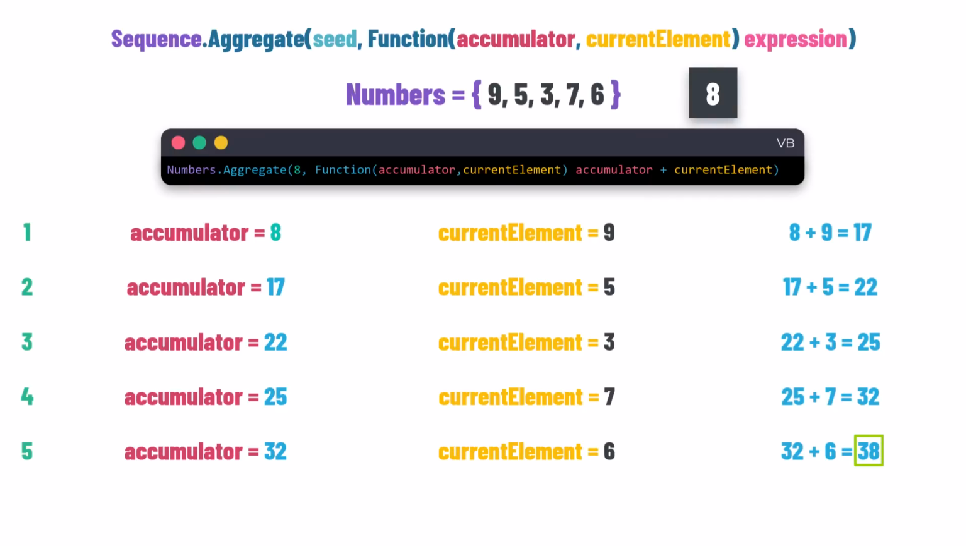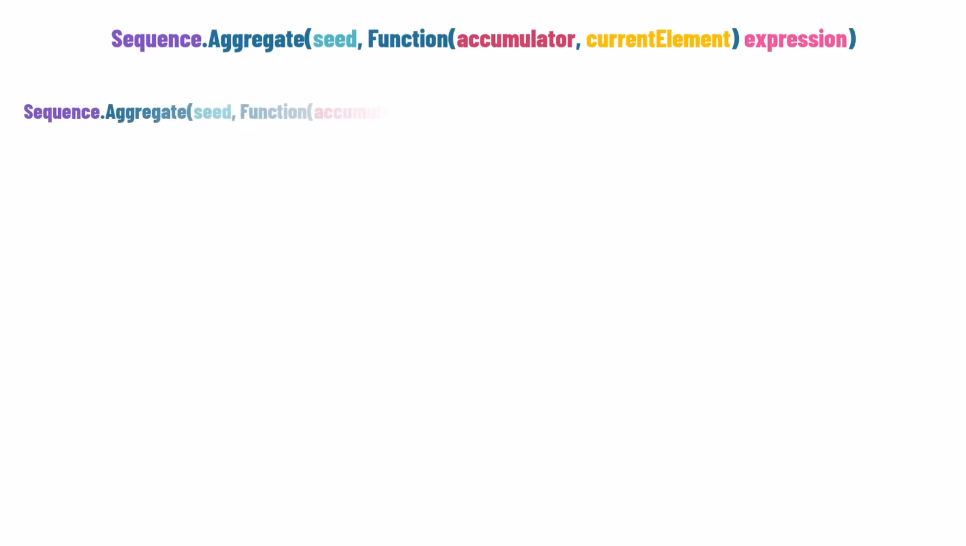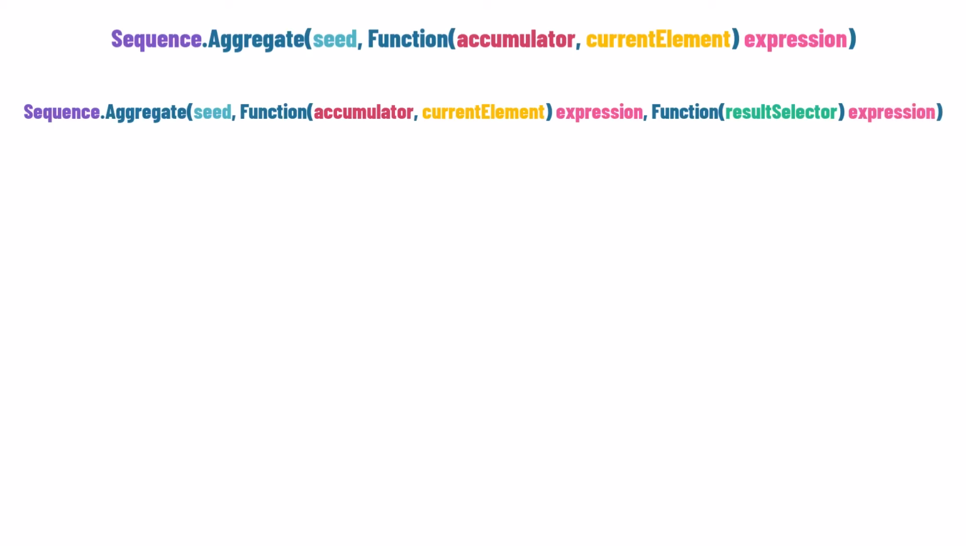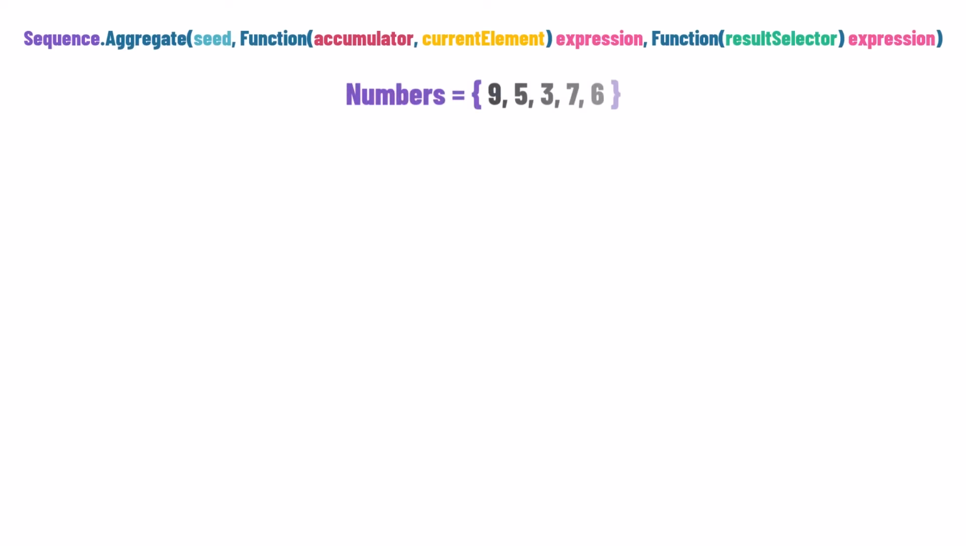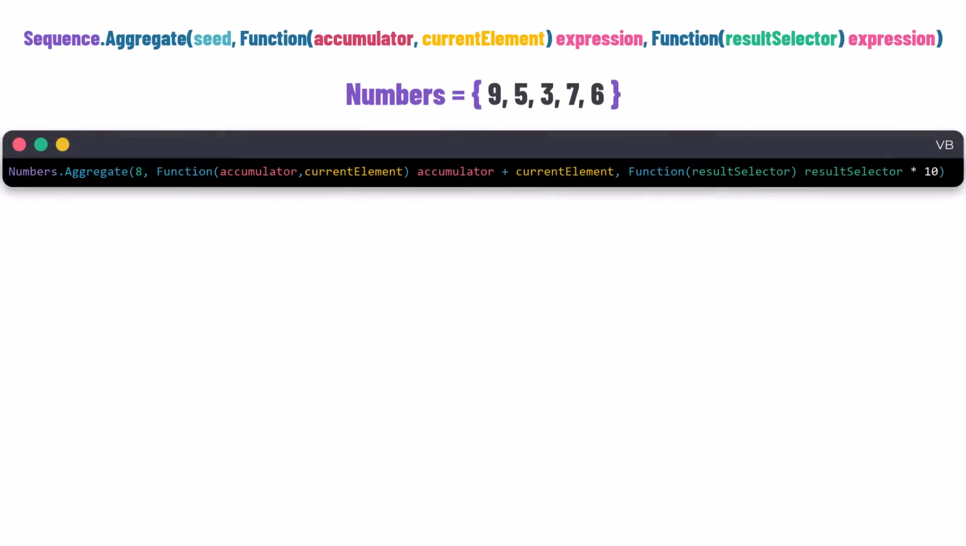Now, let's explore the third overload of the LINQ Aggregate method. This overload has one function more than the second overload. This function is to transform the final accumulator value into the result value. So, it's also a lambda expression that takes only one parameter. Let's take the same array example to understand this overload. Suppose we want to do exactly the same like the previous example, but at the end we want to multiply the result by 10. Here's the query to do that.